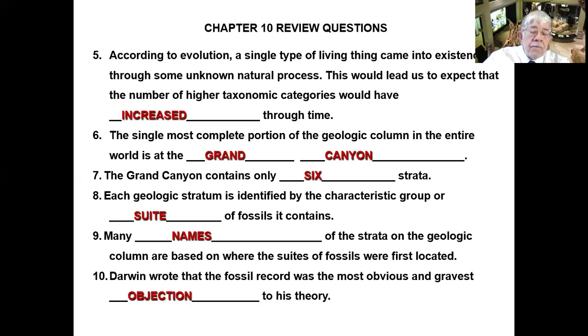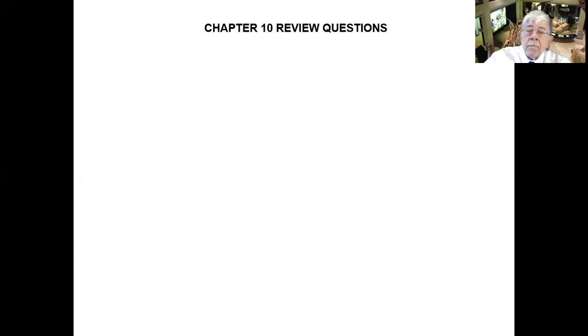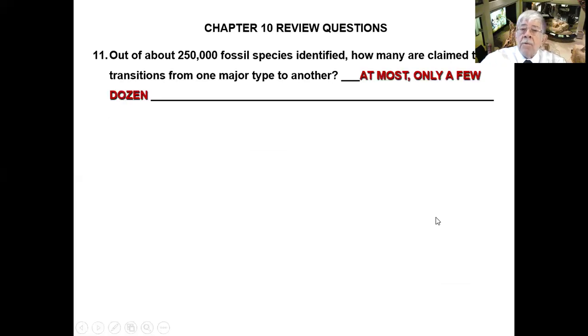Darwin wrote not that the fossil record proved his theory, but that the fossil record was the most obvious and gravest objection to his theory. Out of about 250,000 fossil species identified, how many are claimed to be transitions from one major type to another? At most, only a few dozen.